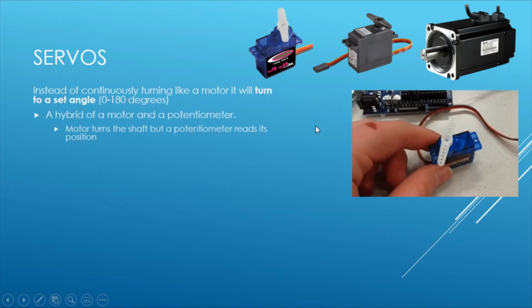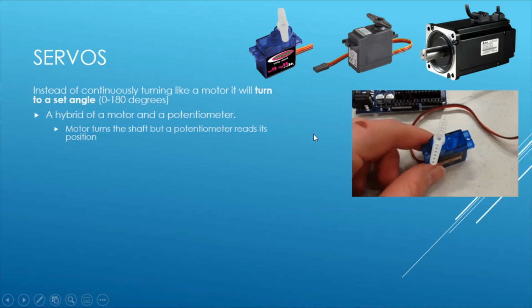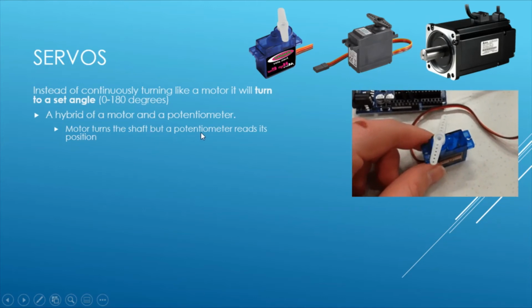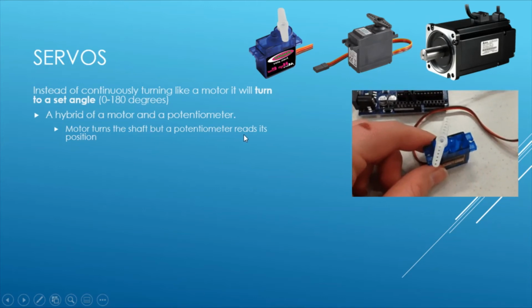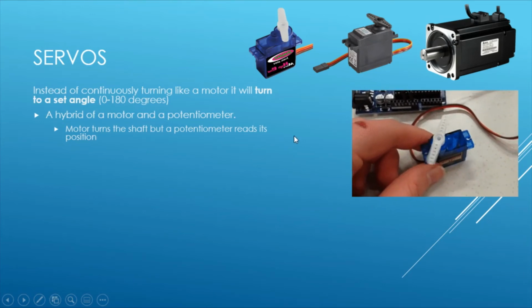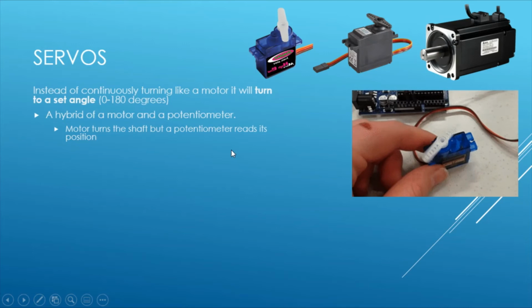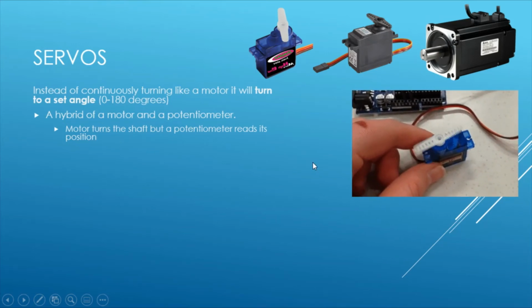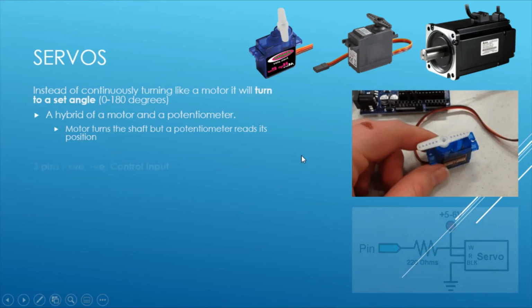You can think of a servo as a hybrid between a motor and a potentiometer. Essentially, the motor turns the shaft, causes that rotation, and the potentiometer reads its current position. So it reads how much it's rotated, converts that voltage into an angle, and tells what point it's at. So it uses these two components that you looked at before to figure out where it's at.